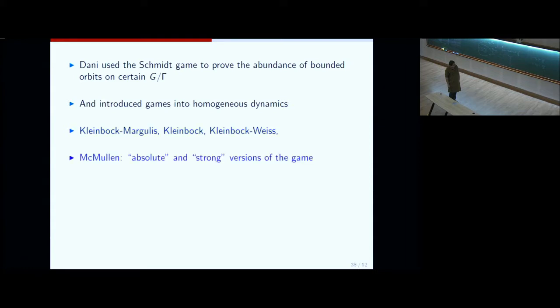Recently, there was an influential paper of Curt McMullen, which introduced two new versions of Schmidt's game into dynamics. And this really has become, there are people who work only on Schmidt's game now, in dynamics. And the reason they do it is because of Dani's paper on divergent and bounded trajectories.